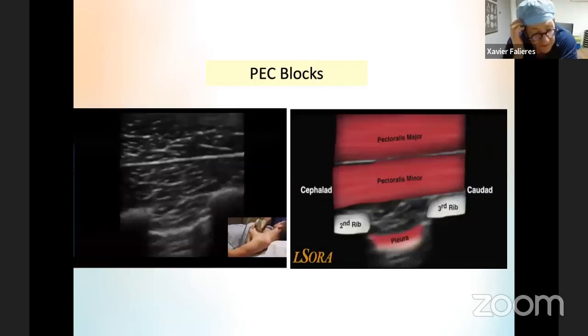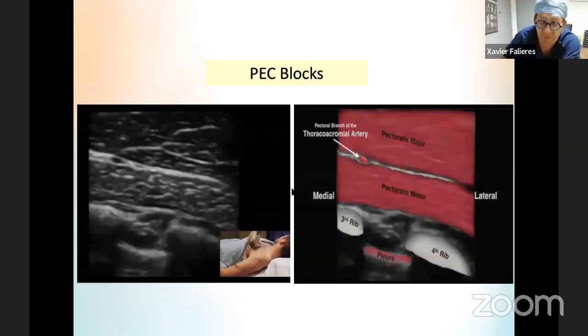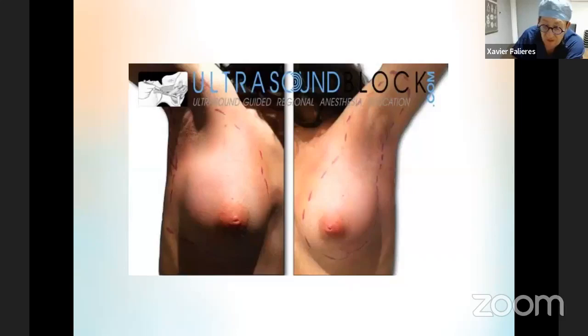When you go here, you see the probe on the patient, you will go down and you will see the thoracoacromial artery, which will be the first landmark to give some volume here between the pectoralis major and the pectoralis minor, 10 milliliters, and then you go on with your needle up to contact with the fourth rib to give 20 milliliters. It means you will have a good pec block in one injection, the combination of the pec 1, pec 2. And you see here the artery and the nerve, and then you go down, contact with the fourth rib, and you give the rest of the volume. So it's very, very important to give these blocks in breast surgery.